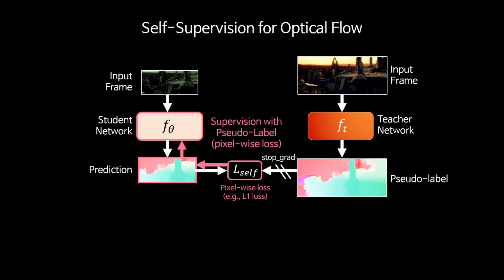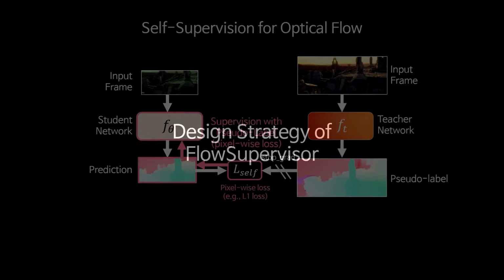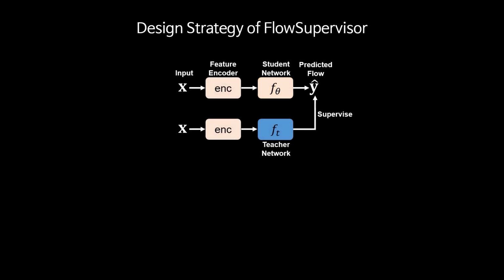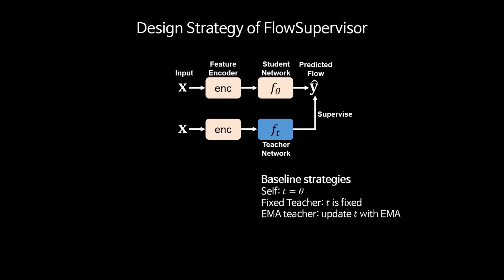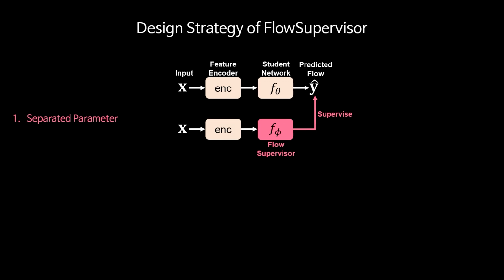not available. The structure of FlowSupervisor is based on the self-supervision framework, and we made several modifications to the structure. We have a student network which predicts optical flow y hat from input x, and the teacher network is used to supervise the student network. In previous methods, the parameters of the teacher network used to be shared, fixed, or moving averaged. Instead, we introduced FlowSupervisor as a separate module.